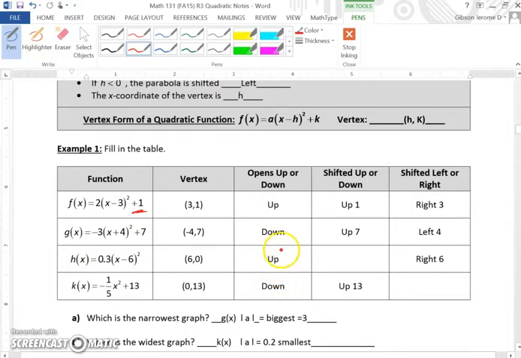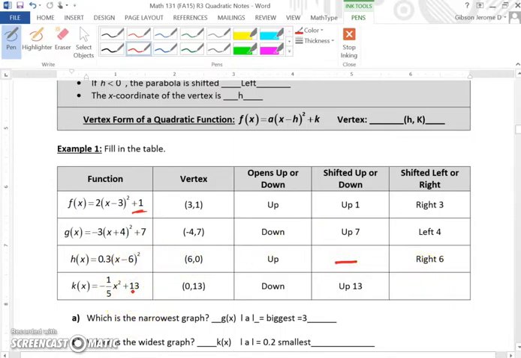Now, it also shifts upward because your a is positive. Now it says shifted up or down. Remember, this is dependent on k. K is 0, so it won't do anything. So you could just put a slash through here, it will not do anything. And then it'll go to the right because h is positive.